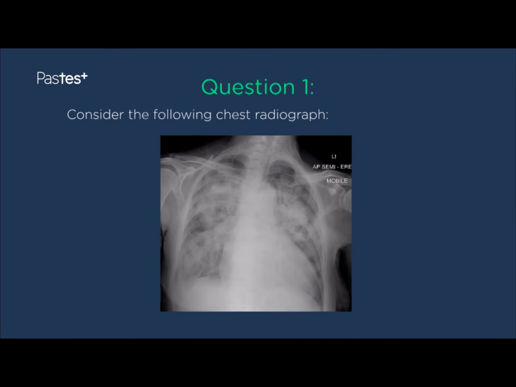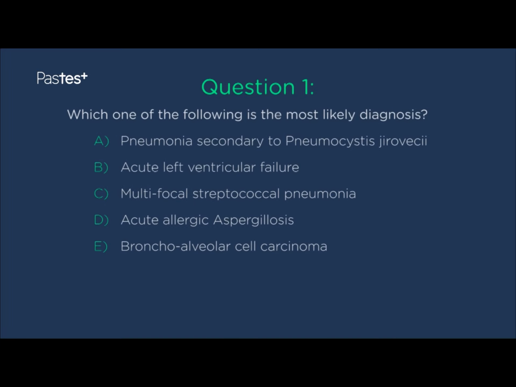Firstly, consider the following chest radiograph. Out of these 5 options, what is the most likely diagnosis? The answer to this question is B, acute left ventricular failure. We'll come back to this question shortly.